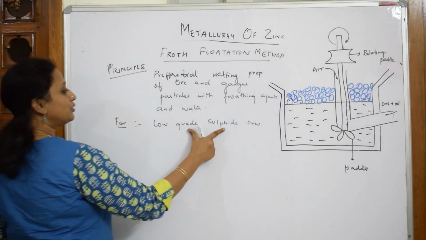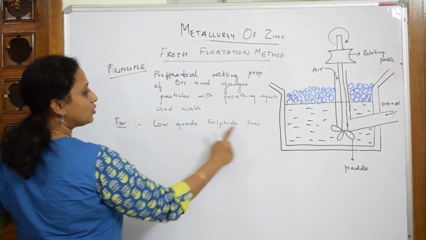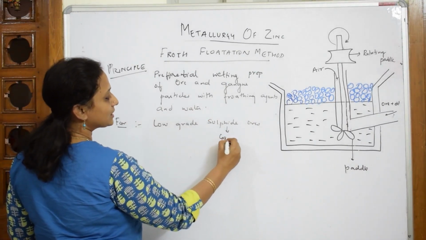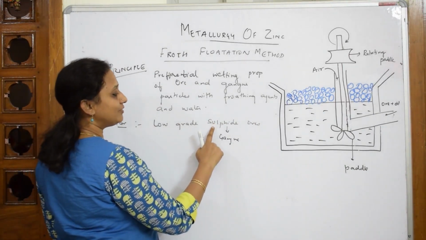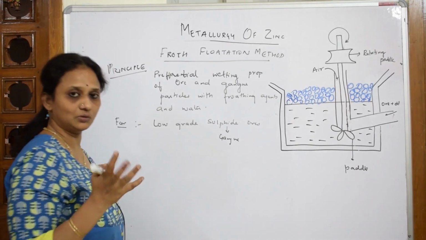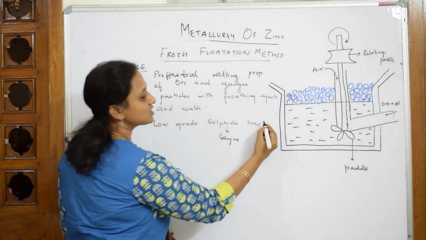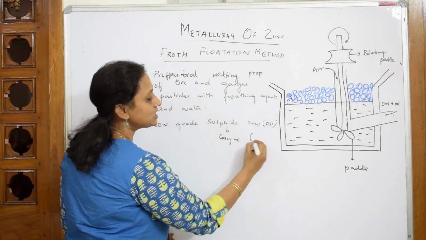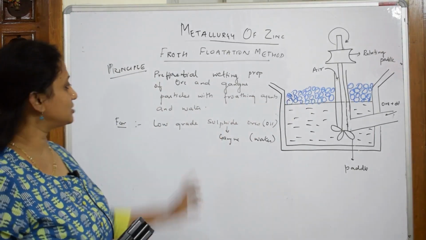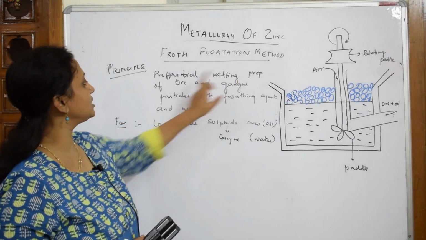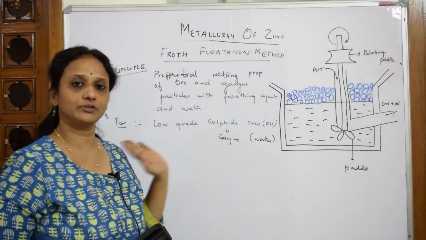So now I'm going to take these sulfide ores in the froth flotation method. And what is the concept? I very well know, along with the ore, you also have gangue particles, the impurities. We are going to wet both the ore and the gangue. In this concept, the ore particle gets wet with oil and your gangue particle gets wet with water. Based on this concept only we are going to proceed. That is why we wrote preferential wetting properties of the ore, that is with oil, and gangue particles with water. You have to remember this.